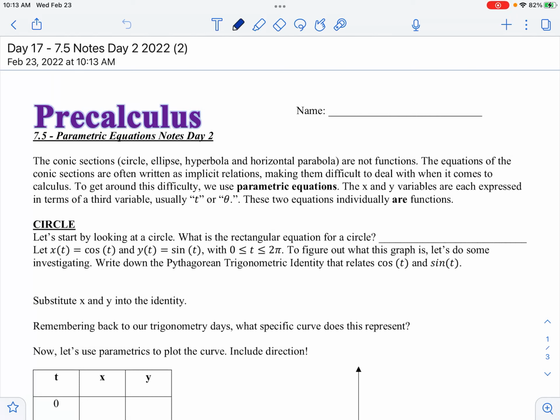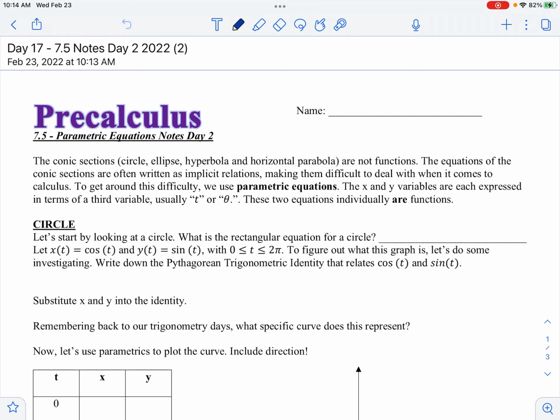Right, so this is 7.5, day 2, which is still parametric equations, but we're going to move on to 2 new conic sections. The conic sections of circle, ellipse, hyperbola, and a horizontal parabola are all not functions. You can think of each one and they just don't pass the vertical line test. The equations of the conic sections are often written as implicit relations, making them difficult to work with when it comes to calculus. To get around this difficulty, we're going to use parametric equations.